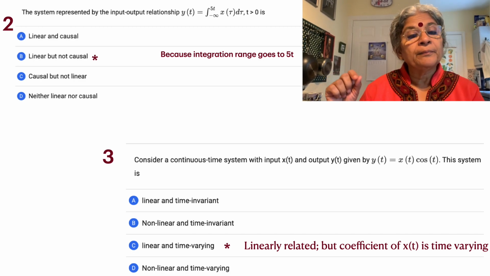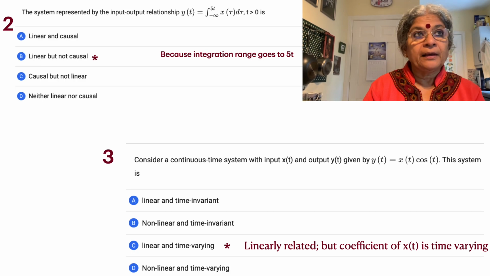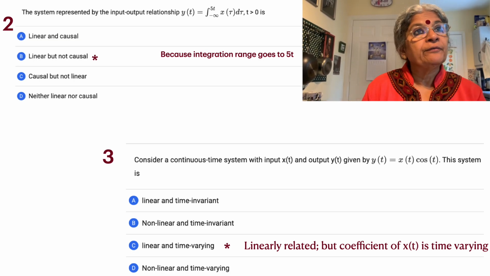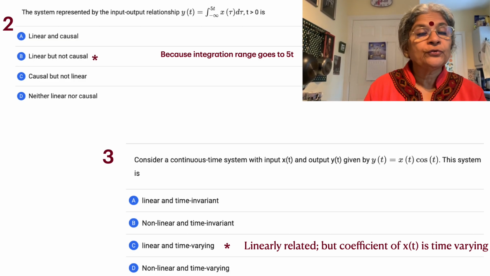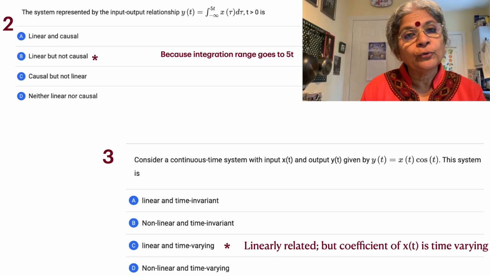Let's say 5, at t equal to 1, you will have the output as y of 1, or y at t equal to 1, but then the input will be guided by an integration wherein t is replaced by 5t. Okay, so 5 times 1. So it is definitely predicting a future value, so it's not causal.